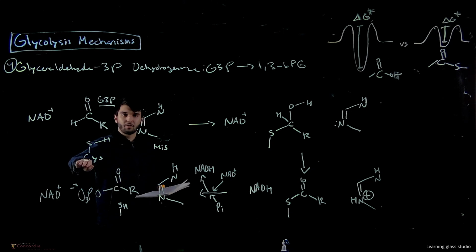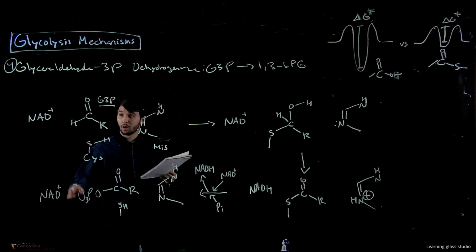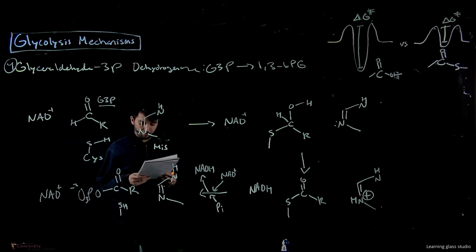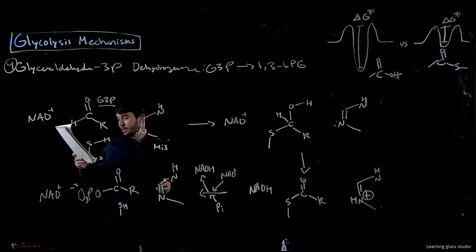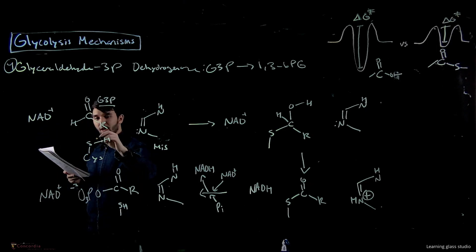So we have a cysteine residue here and a histidine, and we also have an NAD+. The NAD+ is actually important in the mechanism. So the first thing that will happen is the sulfur here will come and attack the carbonyl. Okay.